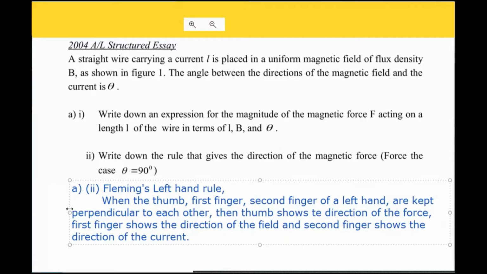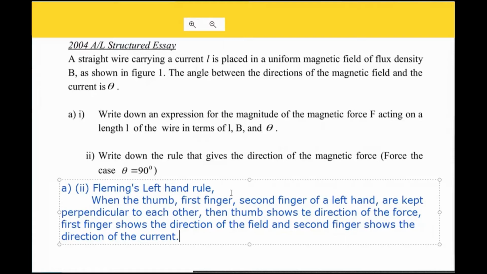So this is the rule. Fleming's left-hand rule: when the thumb, first finger, second finger of a left hand are kept perpendicular to each other, then the thumb shows the direction of the force, the first finger shows the direction of the field, and the second finger shows the direction of the current, FBI. Write the answer for part A, Roman number 2. Right?